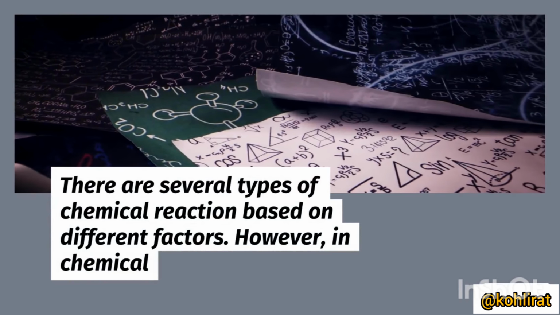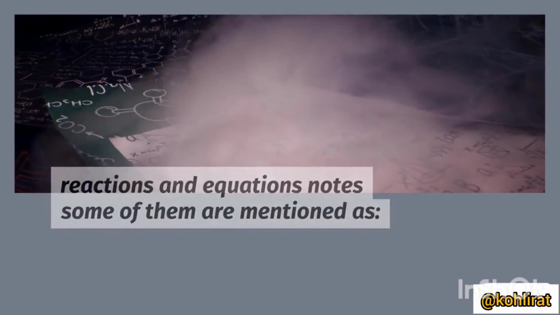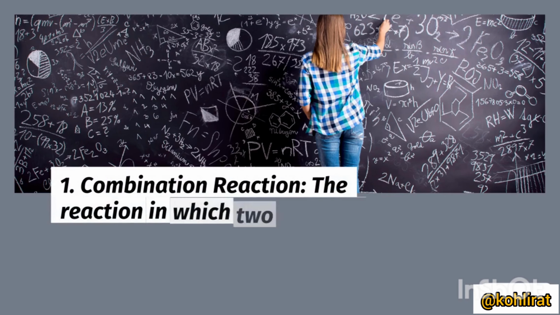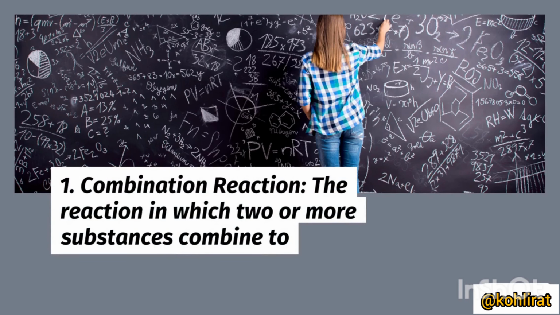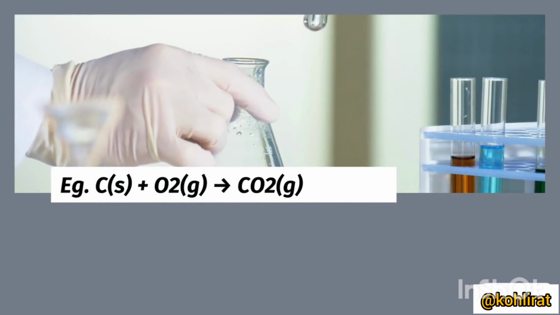There are several types of chemical reactions based on different factors. However, in these chemical reactions and equations notes, some of them are mentioned as classification of chemical reactions based on chemical change. 1. Combination reaction. The reaction in which two or more substances combine to form a new single substance. For example, CaO(s) + CO2(g) → CaCO3(s).